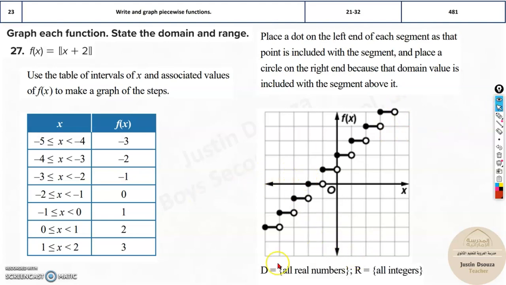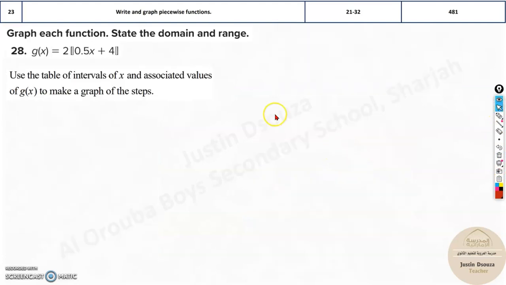All the real numbers are the domain, and over here the range is all integers, because it's only the whole values, right? Like integers from minus and plus numbers. Minus 3, minus 2, minus 1, 0. You're not having a line like this. It's not, say, minus 0.5. No, there is no graph. Only at integers there is graph. So this is one important thing.